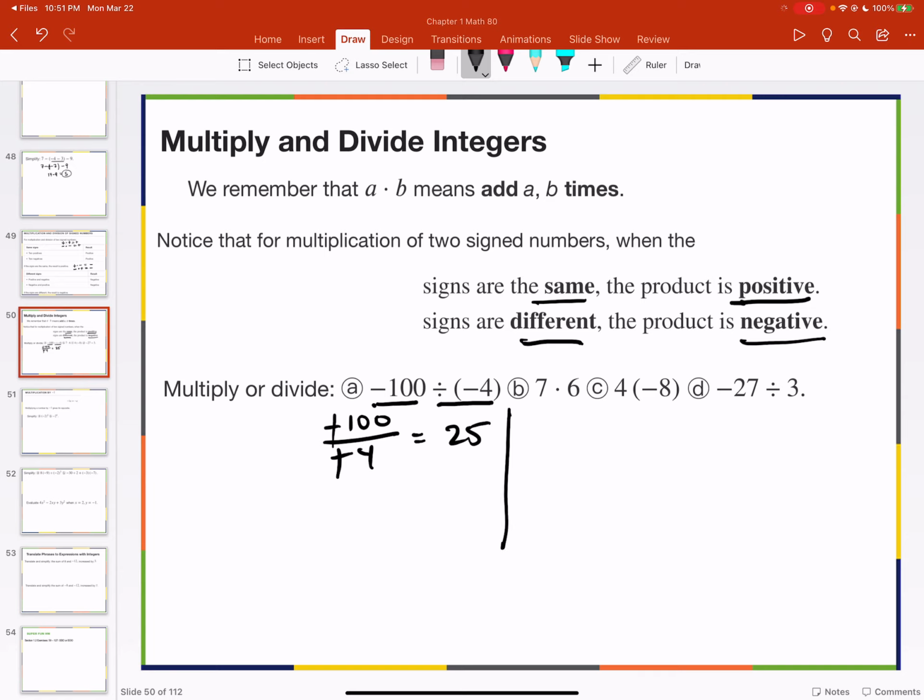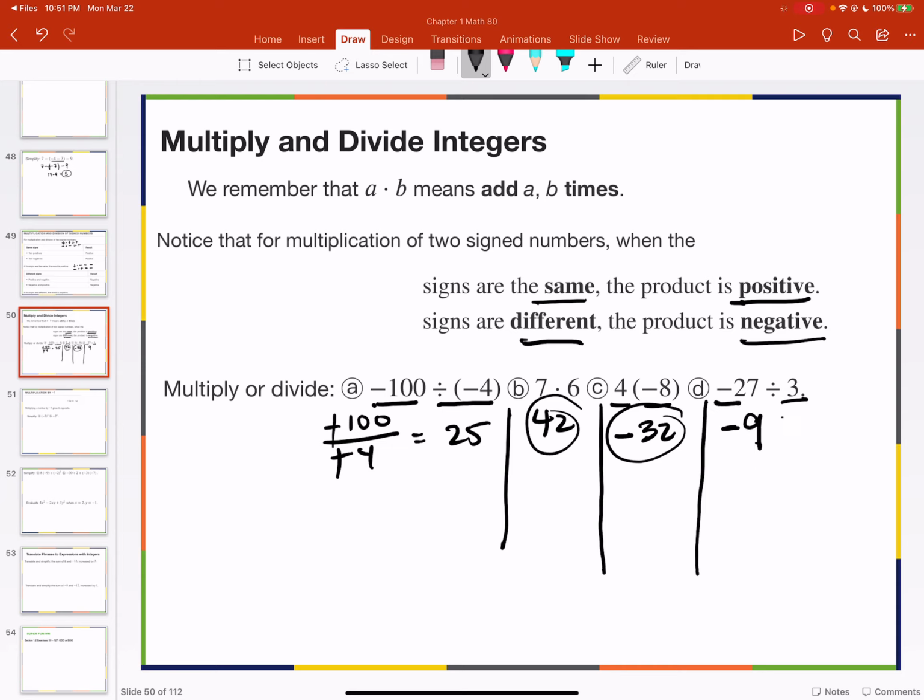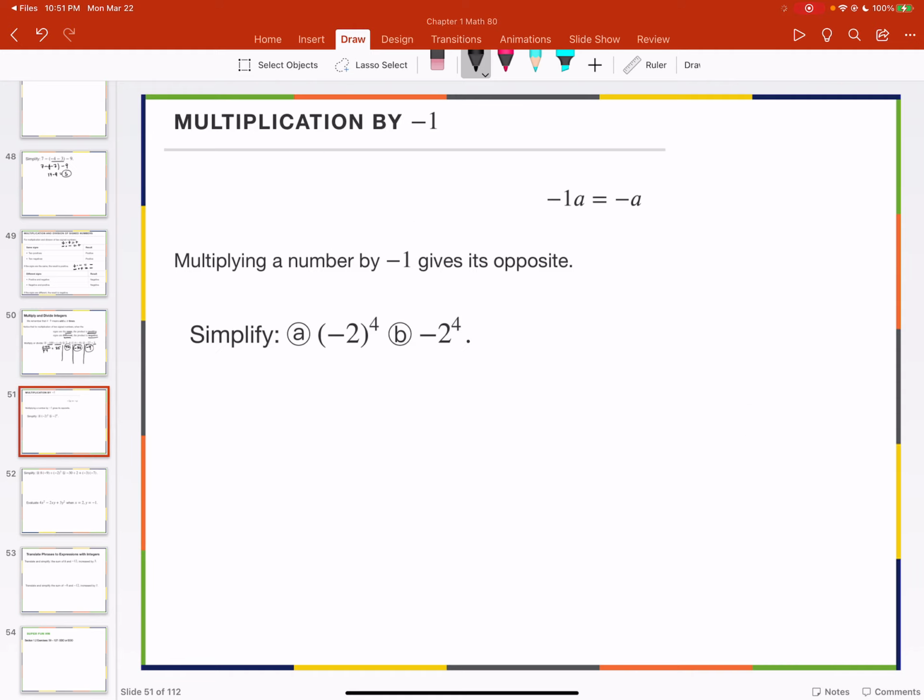For B, 7 times 6, what is that? 42. That's it. C, 4 times a -8, that's -32. D, -27 divided by 3, that's 9, but it's negative. Okay. Also worthy of note, when you multiply by -1, you get the opposite.